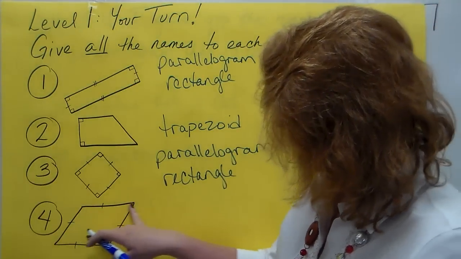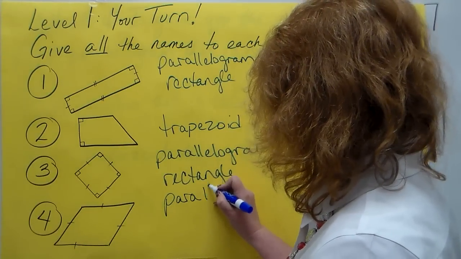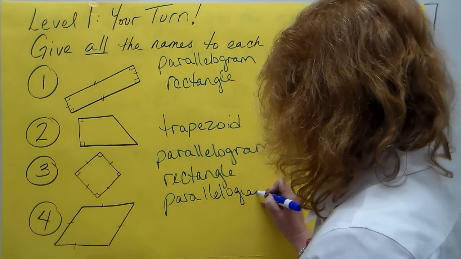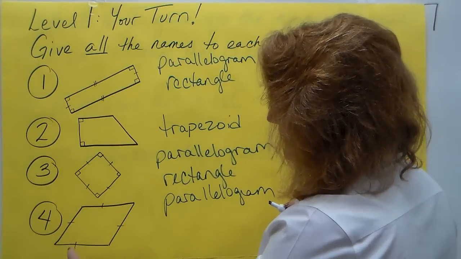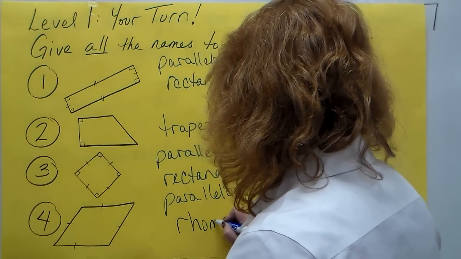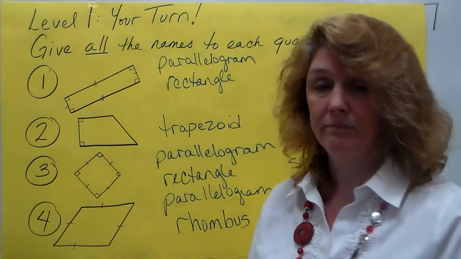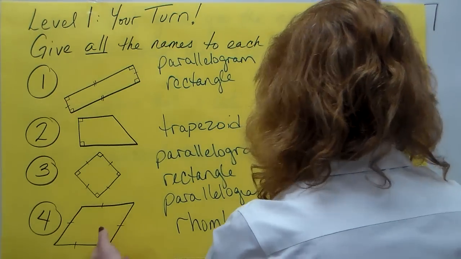This one has two pairs of parallel sides. That makes it a parallelogram. It also has four sides that are the same length. That makes it a rhombus. Okay? Next.